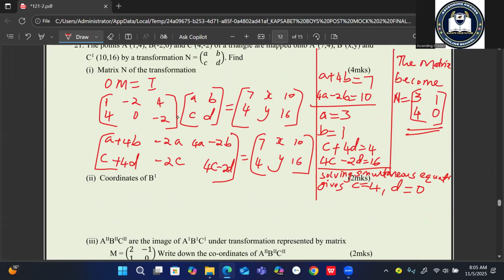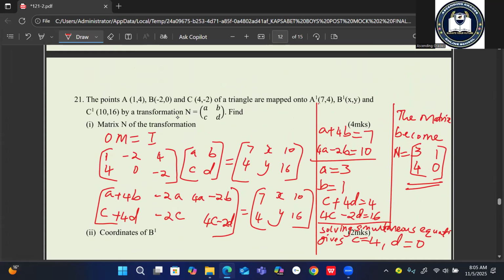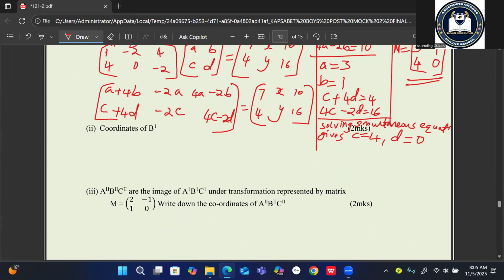The coordinates of B prime. So this one was A prime, B prime, then C prime. This was A, B, C. So it means that negative 2A should be equal to X and negative 2C should be equal to Y. So negative 2A was equal to X. Our A is equal to 3, so X will be equal to negative 2 into 3, which is just equal to negative 6.